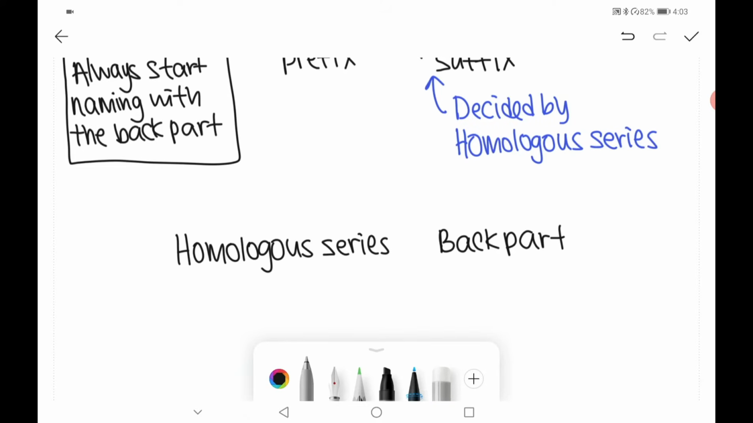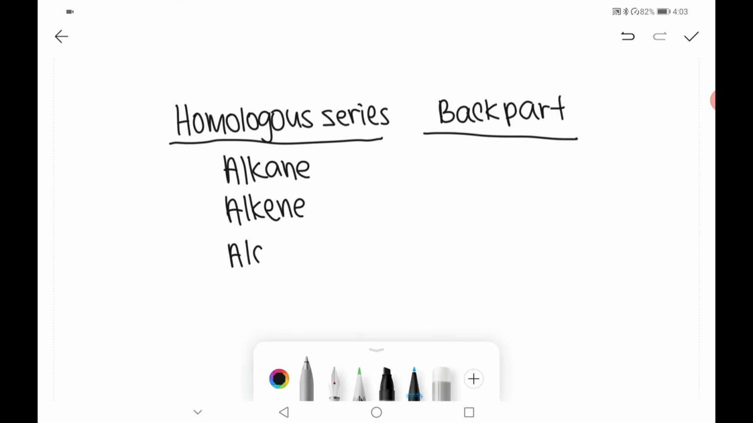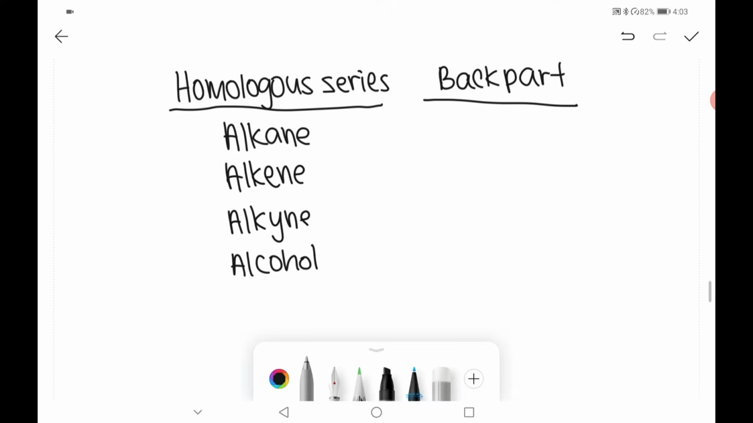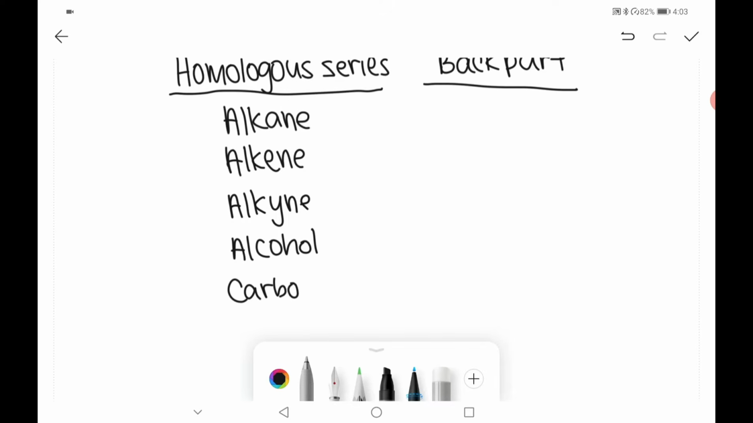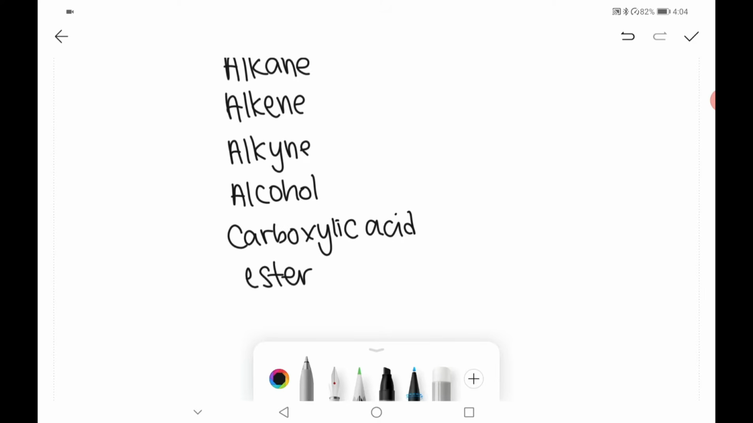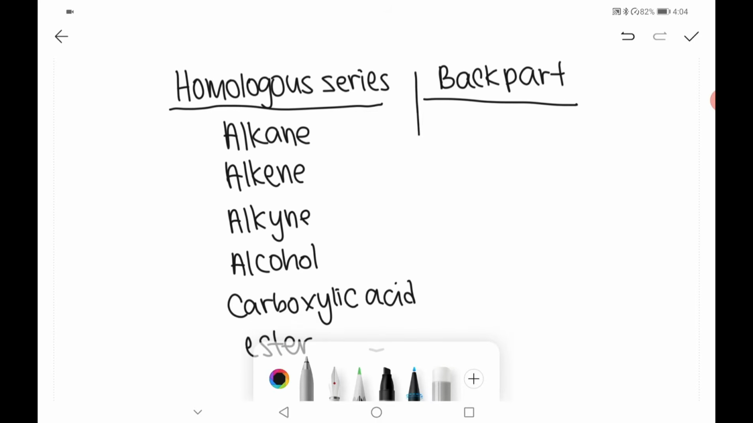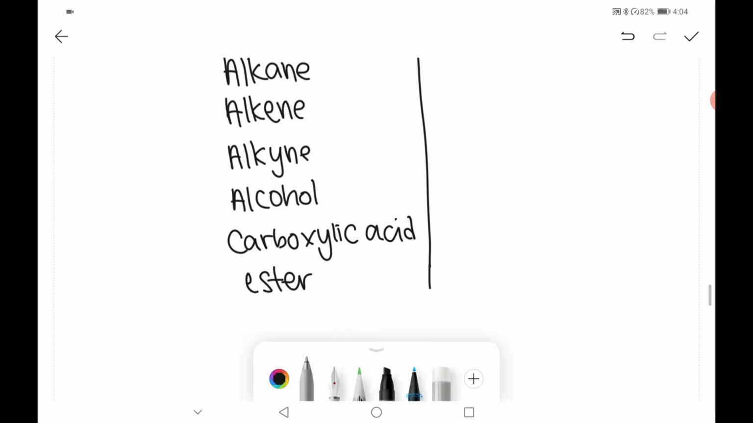Let me list out all the 6 homologous series. We have alkane, alkene, alkyne, K-Y-N-E, alcohol, carboxylic acid, and ester. So there are a total of 6 homologous series. By knowing the homologous series, you will know what is the back part.